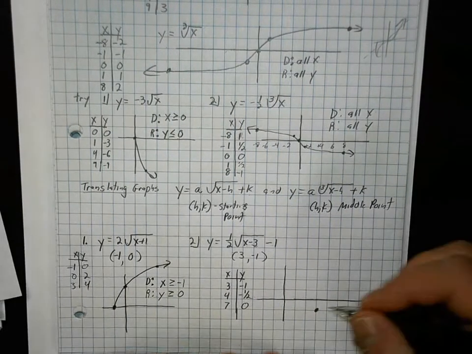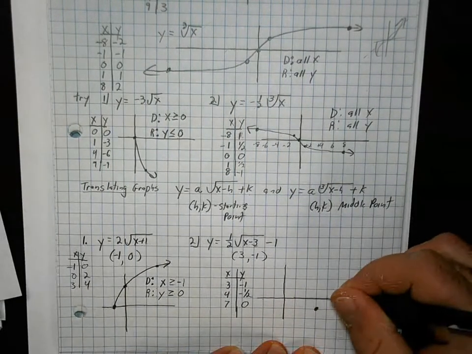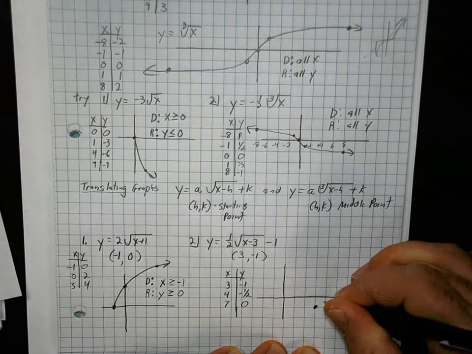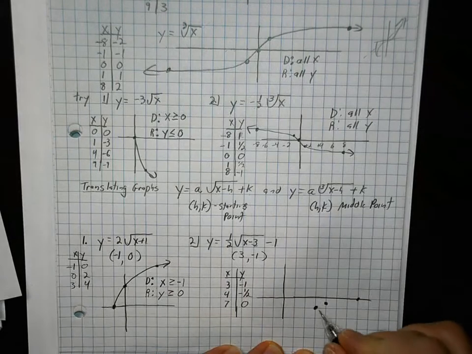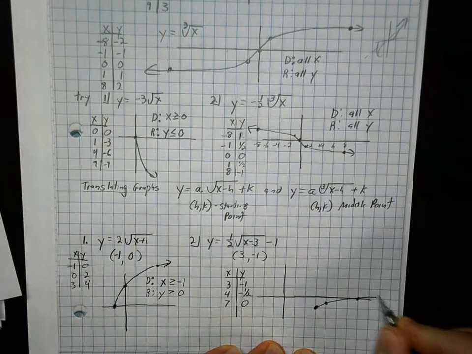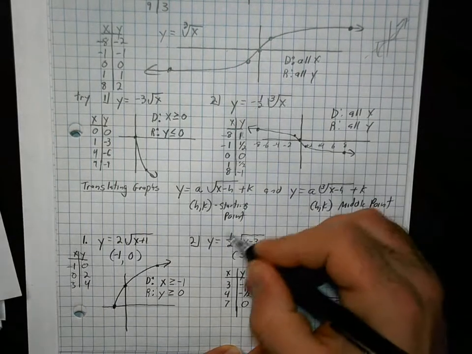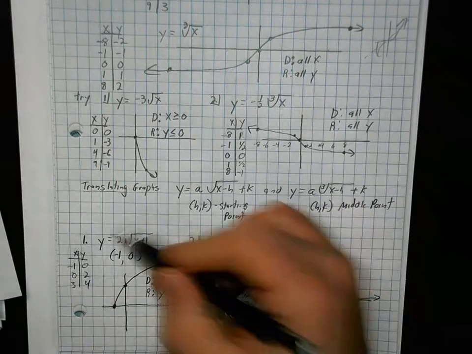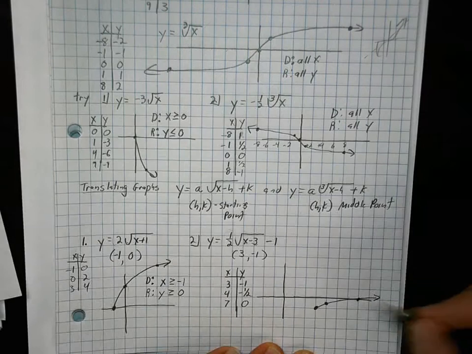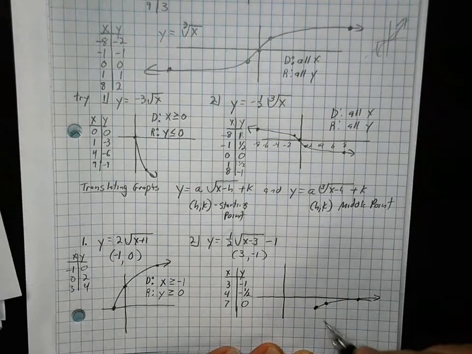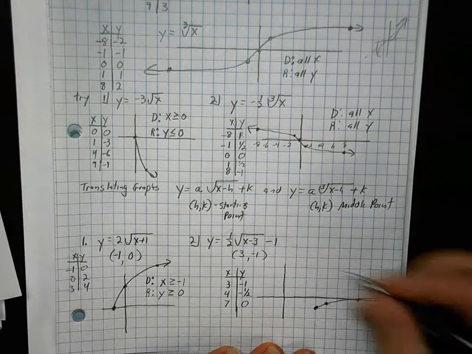Okay, so now let's plot those points. 4 is negative 1/2, and 7 is 0. So that's what this one's going to look like. It's flatter because of the 1/2, the stretch factor. This one is steeper because positive 2 is the stretch factor. Okay, all I need is 3 points for these graphs, and I know where they're going.